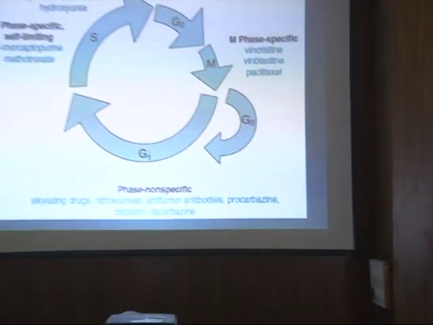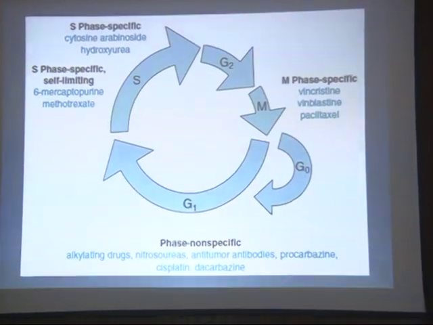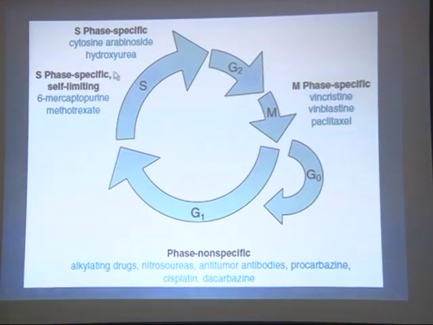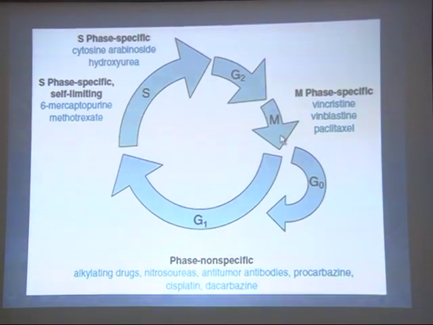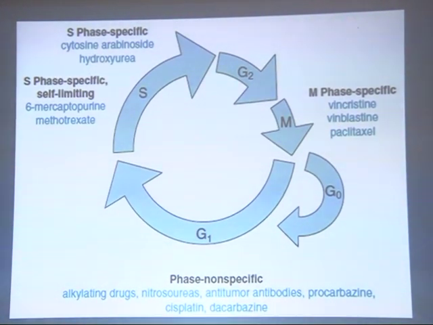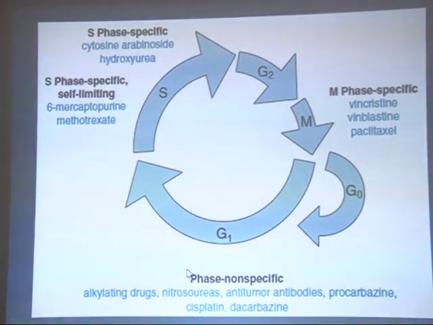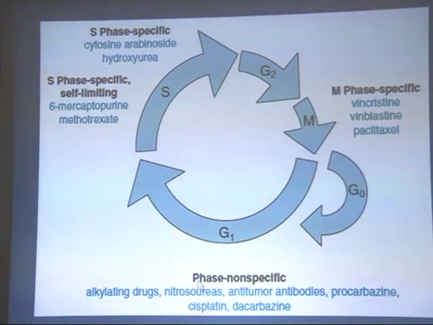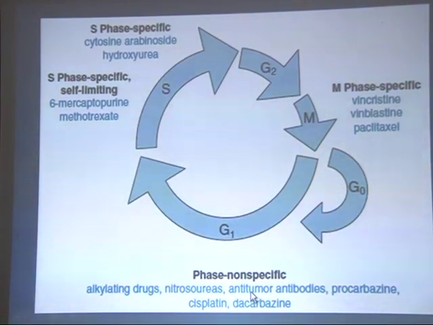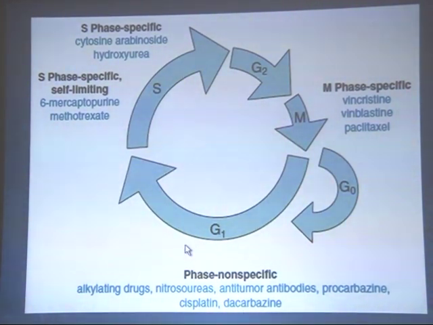Now coming back to one of the very important slides, again the cell cycle. We have already discussed the G0 phase, G1, the synthetic phase S, G2, M phase, etc. There are certain drugs which act non-specifically on all these stages in the cycle. These are called phase non-specific drugs. These are alkylating agents, nitrosoureas, anti-tumor antibiotics, procarbazine, cisplatin, and dacarbazine. All these drugs will act on the whole of this cycle irrespective of the phases and will inhibit the cycle.